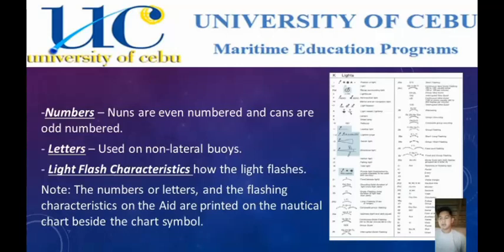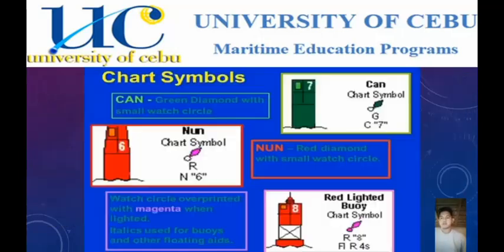Note: the numbers or colors and the flashing characteristic on the aid are printed on the nautical chart beside the chart symbol. So on the right side, you can see the chart symbol and the aid names. Chart symbols: can, green diamond with a small watch circle. Nun, red diamond with a small watch circle. Red lighted buoy, watch circle overprinted with magenta when lighted. Italics used for buoys and other floating aids.